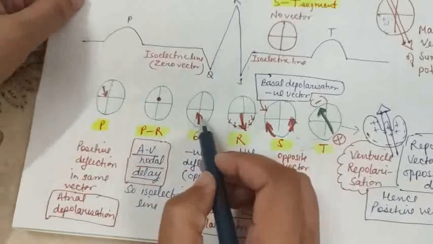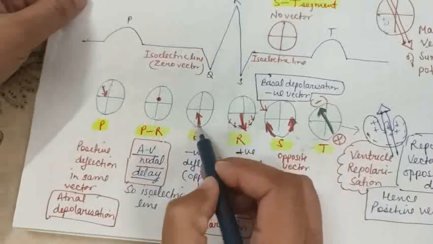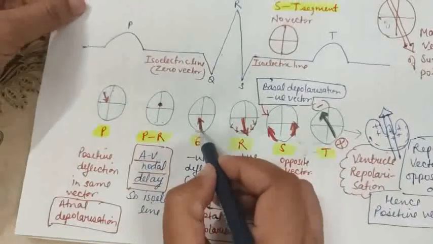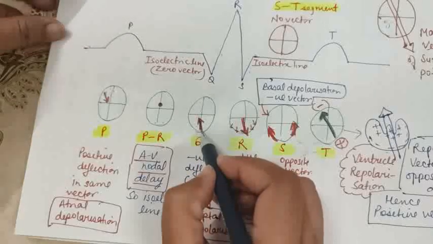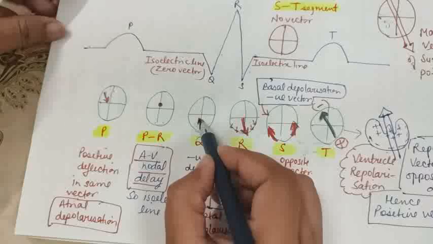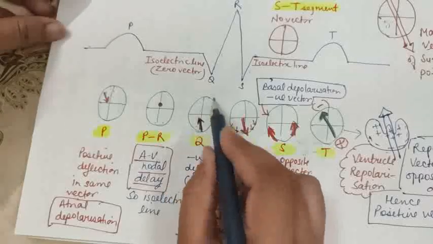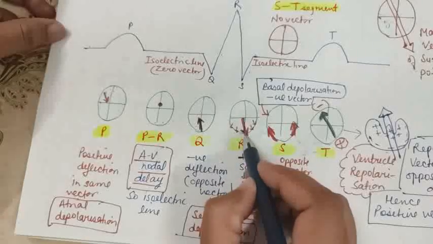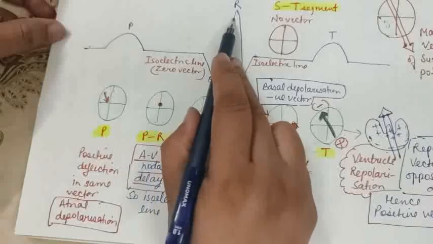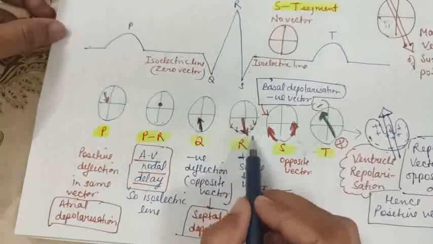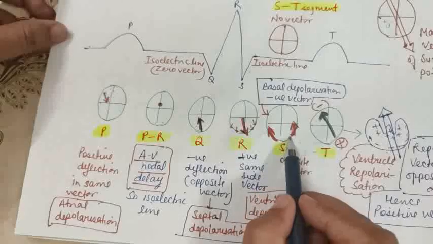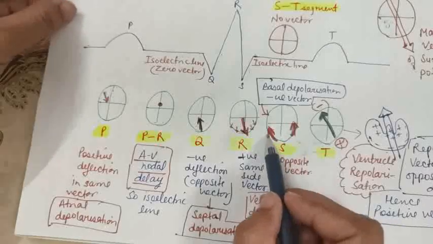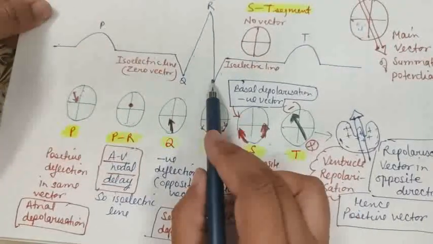Then from the AV node, the wave of depolarization is transmitting in the septum. Because of the arrangement of the septum, the depolarization wave is flowing opposite to the vector, and that's why we have negative deflection. Then ventricles are depolarizing, and since it is in the same direction, R wave came out to be positive. Then you have the basal part of the ventricle which is to be depolarized, and since the direction is opposite, S wave is negative.